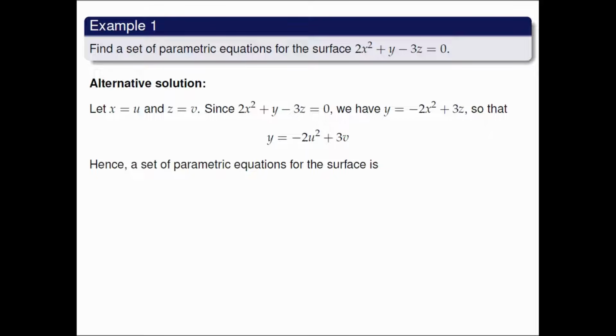So, a set of parametric equations for the surface, gagamitin natin yung equations na to. Tapos ito. X equals u, y equals negative 2u squared plus 3v, z equals v. So we're done with this example.